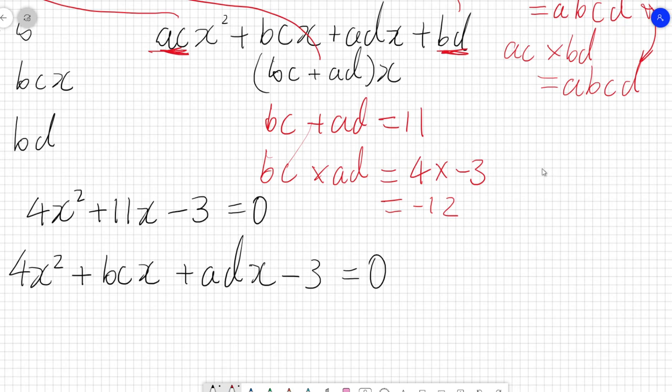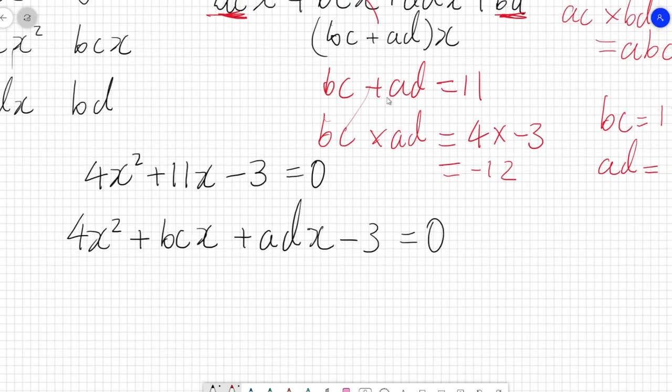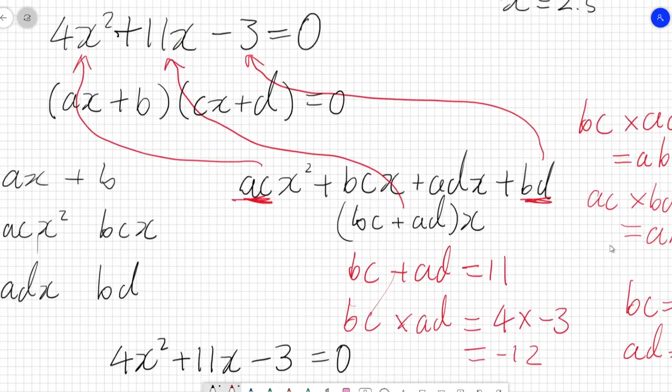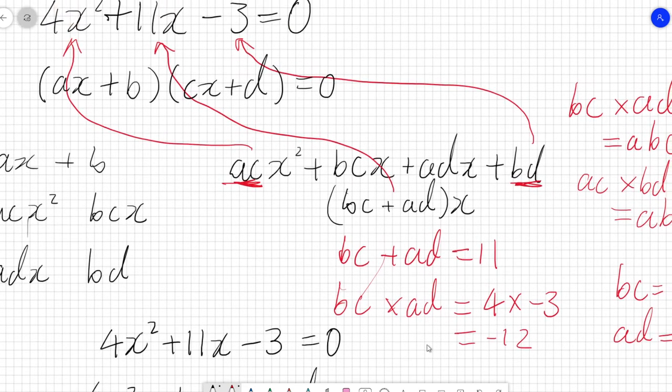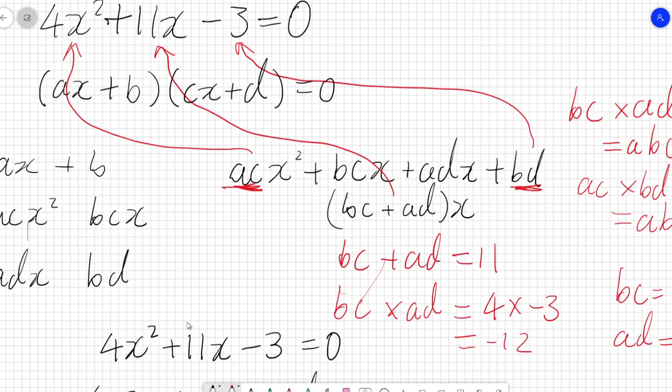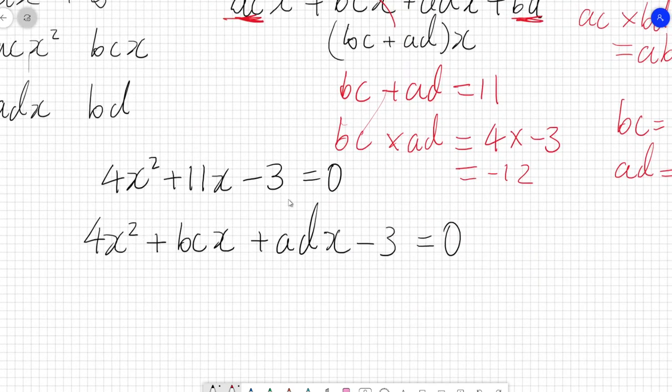So we can see that BC will have to be 12, and then AD will have to be negative 1. It doesn't really matter which, order doesn't really matter. You can make AD 12 and BC minus 1 as well. It makes no difference in the end. So from these two conditions, if we want to break the middle term into two terms, we have to figure out which two numbers, when you add them, you get 11. And when you multiply them, you get minus 3 times 4, negative 12.